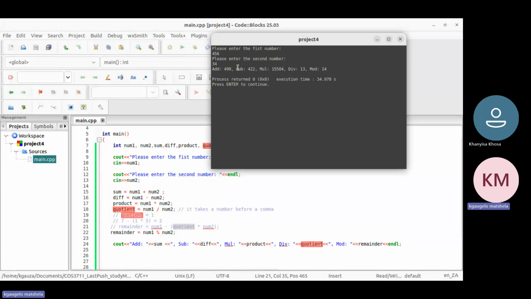So now when you say 456 divided by 34, it gives you close to 13, 13.411. And since the divisor is 34, we only take the whole number. So now if you take that 13 multiplied by 34, what is it? 442, right? Then take that 442 minus it from 456.